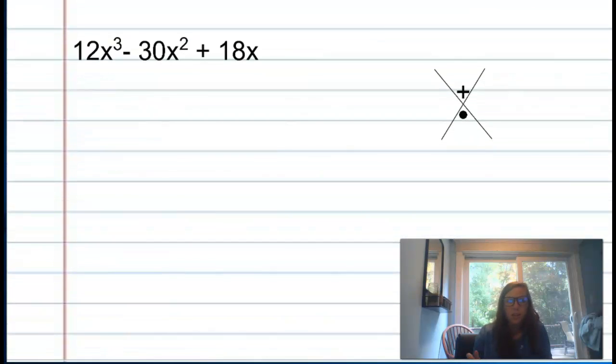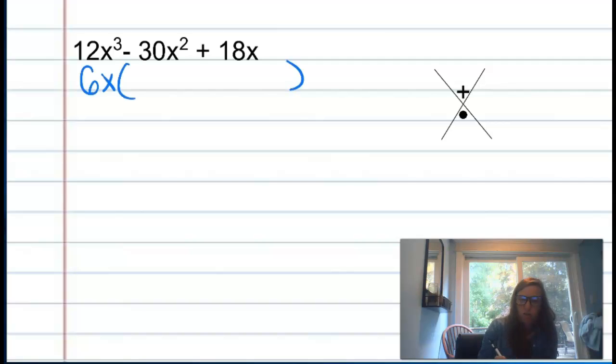All right, so we're going to do two more. This is the same. We're looking for the greatest common factor. 12 is divisible by 3, 4, 2, and 6, as well as 12 and 1. Can they all be divided by 2? Yes. By 3? Yes. By 6? Yes, and that's the largest. They all also have an x. So once I take that out, I'm left with 2x squared minus 5x plus 3.